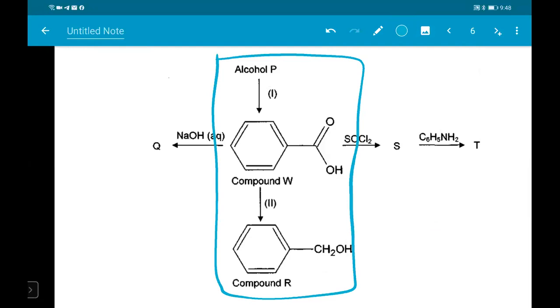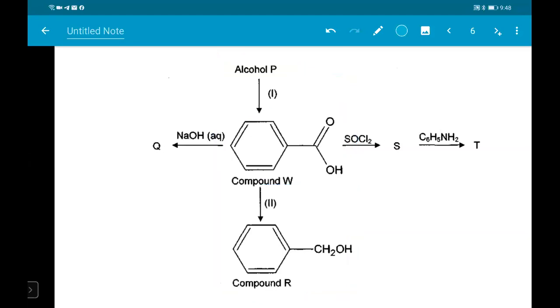Okay, first we start with alcohol P menjadi this compound. Okay, thank you Rizwan. Okay, sekali lagi, this is from October 2010. Around 10 years ago. Dekat 10 years ago lah ni soalan ni. Alcohol P to compound W. Can anyone tell me what is the name of the reaction?